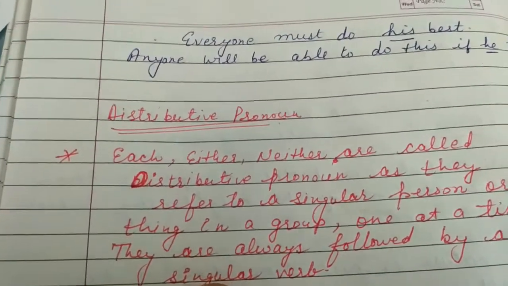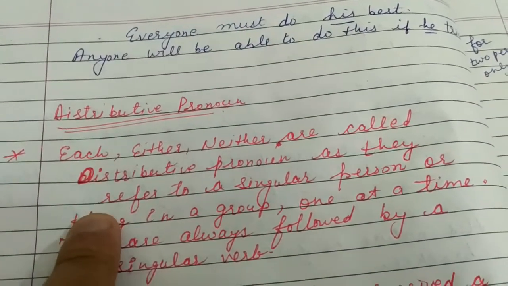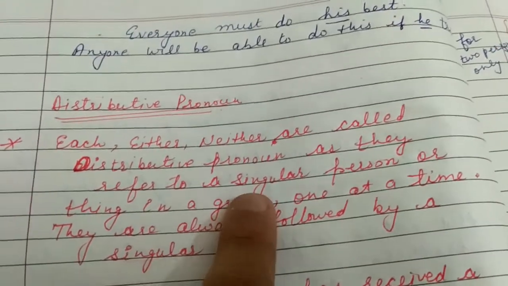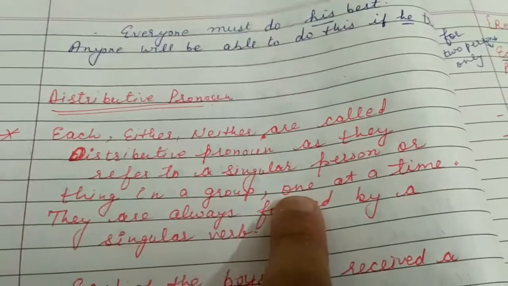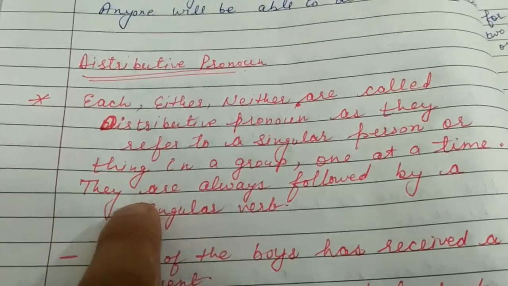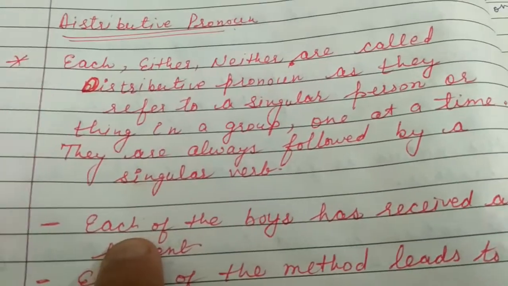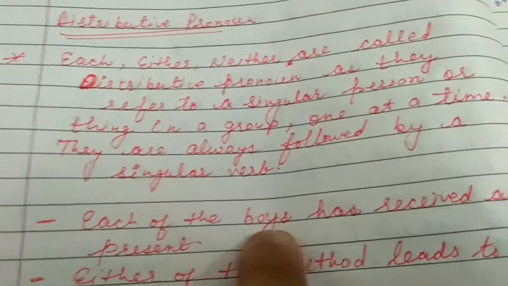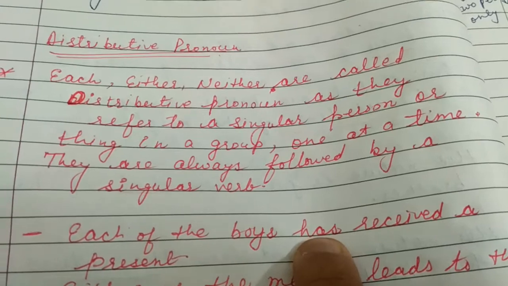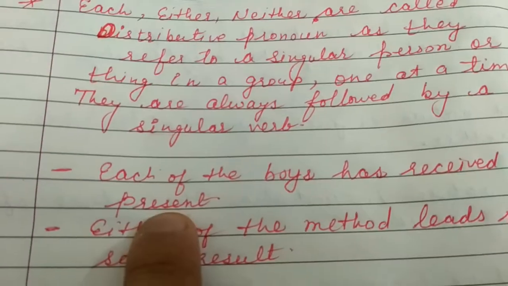Then, distributive pronouns. Each, either, neither are called distributive pronouns as they refer to a singular person or thing in a group, one at a time of a group. They are always followed by a singular verb. For example, each of the boys. Boys is the group of boys, so we are talking about each of the boys. As we said, it always carries a singular verb. So each of the boys has received a present.